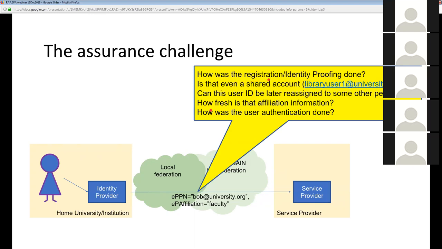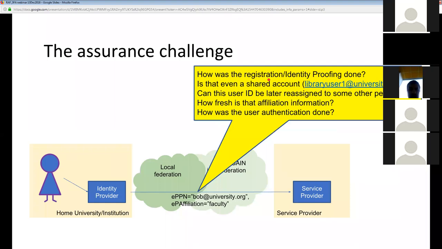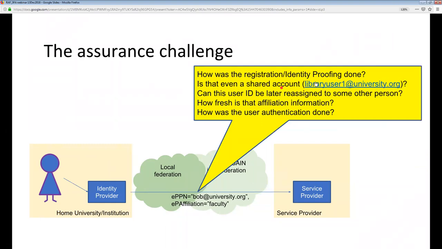How was the user initially registered, and how was the identity proofing done at the home organization when they received the credentials? Is it even possible the credentials are shared by several users? I know there are some universities where the university library has a kiosk machine with a user called library user always logged in. That's an example of a shared account. It is okay, but we want to be able to flag those users coming from that kind of kiosk machine. Is it possible that later in the future, this user ID will be reassigned or recycled to some other person, so that the person behind the user identifier changes over time?